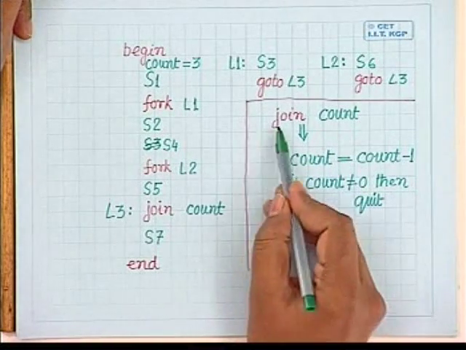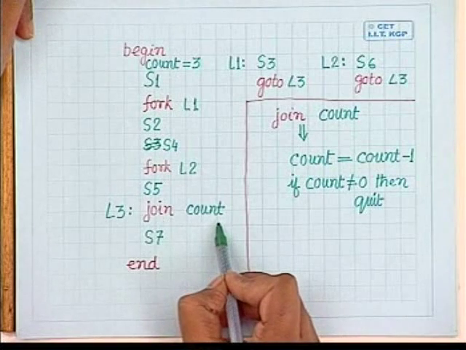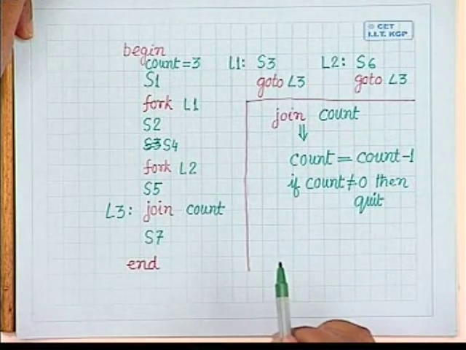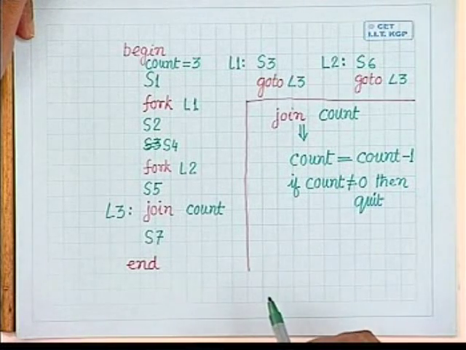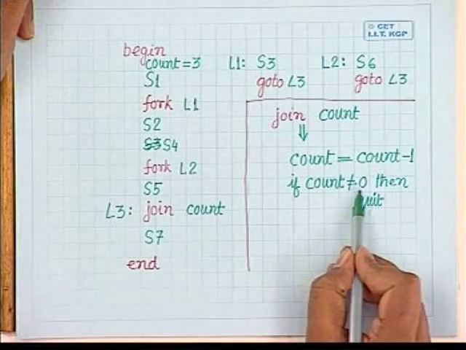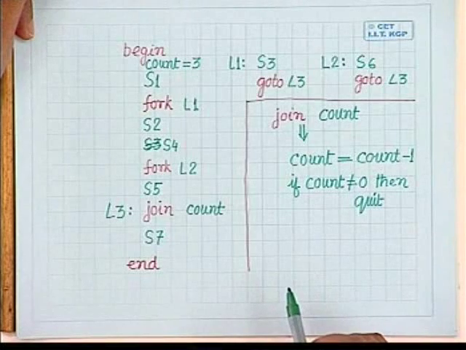The second process which executes the join count statement will again decrement count by 1. Earlier the value of count was 2, it will decrement the value by 1, so that now becomes equal to 1, which is again non-zero. So the second process will also be terminated.